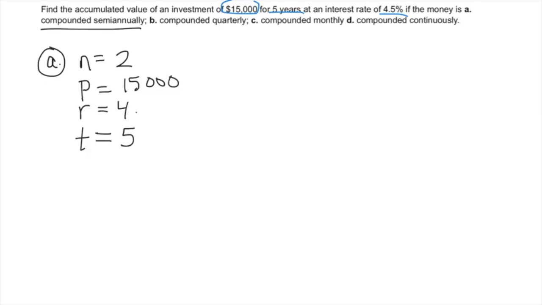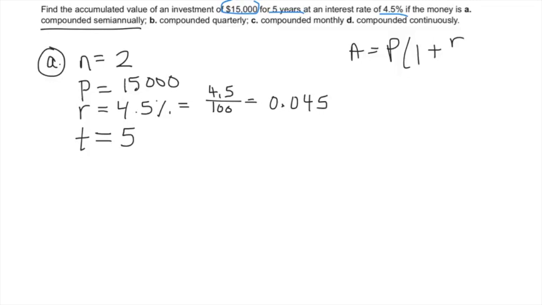So R is 4.5%. Now in order to plug R into the equation, we have to convert the percentage to a decimal. So in order to convert percentages to decimals, you just take the percent, 4.5, and divide it by 100. So we get a decimal value of 0.045. Now we're going to take all these values and plug it into our formula. A equals P times (1 plus R over N) to the NT power. And A is what we're solving for.